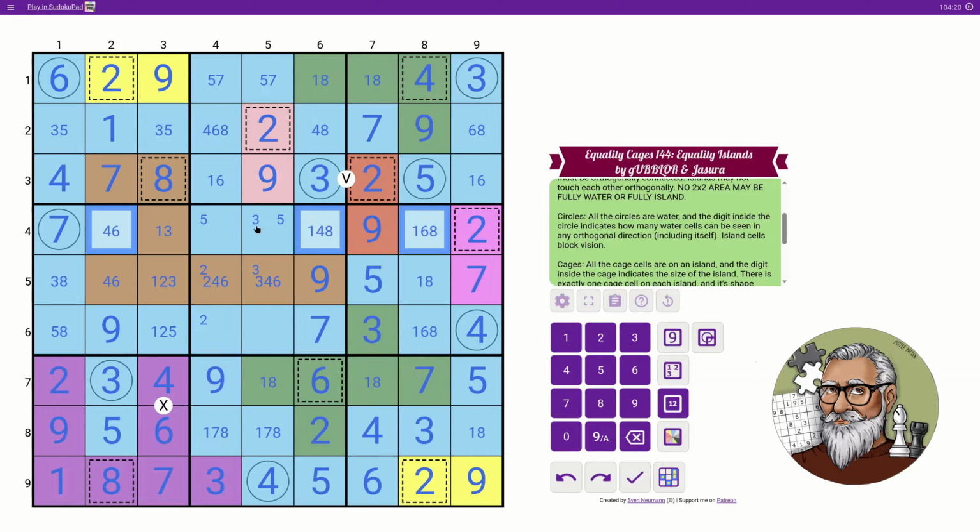1468. I need another one that would be. Should I just pencil mark everything? I think I should. I think that is the issue here, isn't it? So where's 1? This is going to be a mess if I just pencil mark it completely, isn't it?